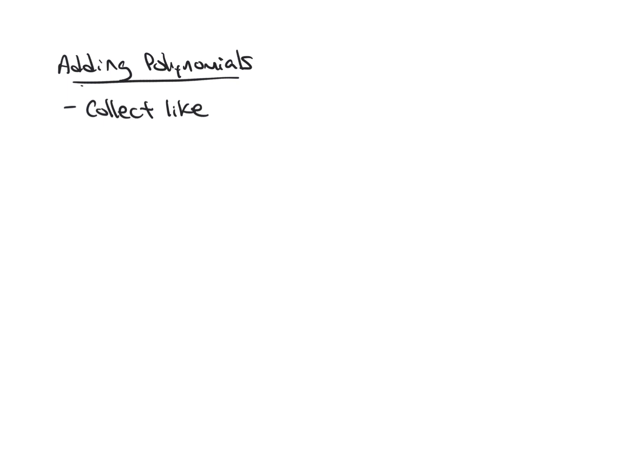Okay, so we'll start with adding. And the key to adding, or the key strategy, is to collect like terms. Okay, so you'll hear lots of math teachers use that phrase, collect like terms. Just a little strategy on how to organize your thinking when you're adding polynomials. So an example may look something like follows.